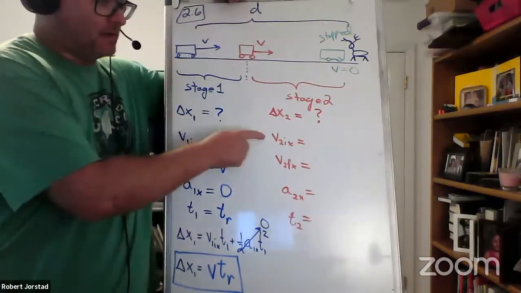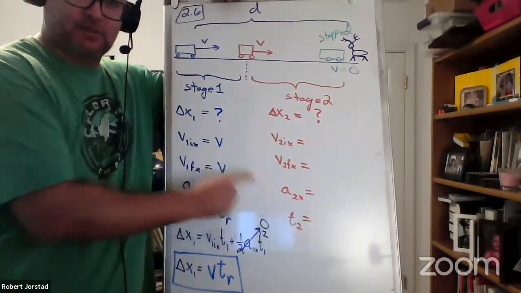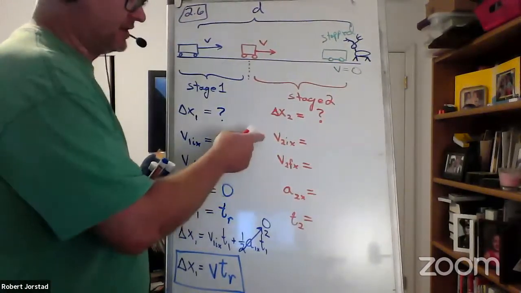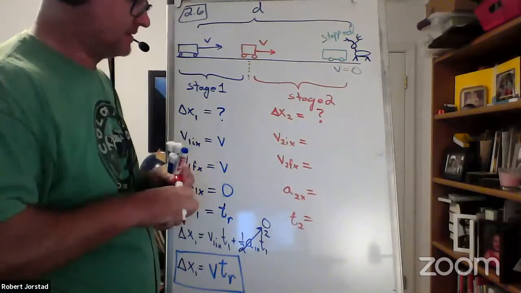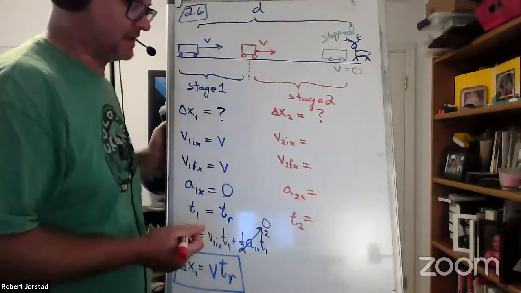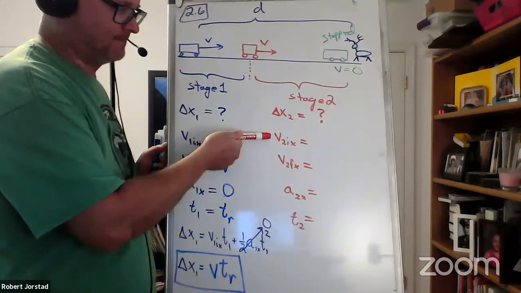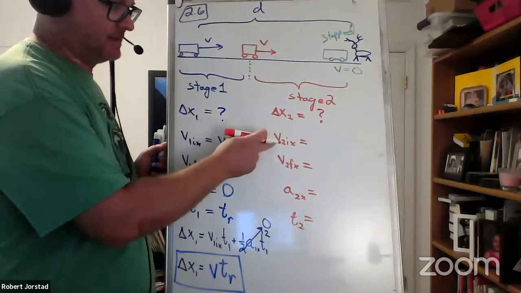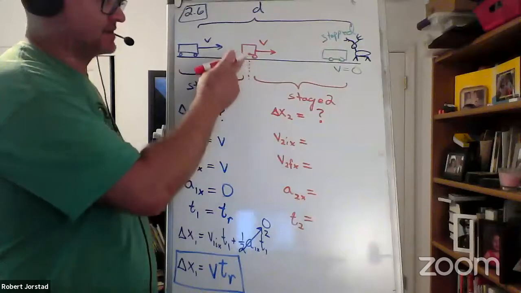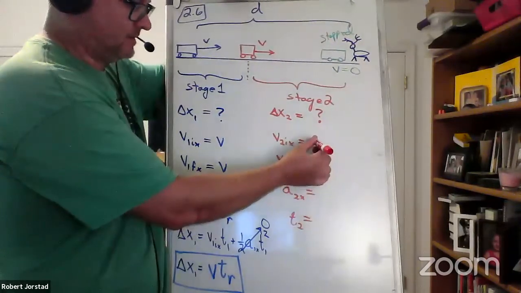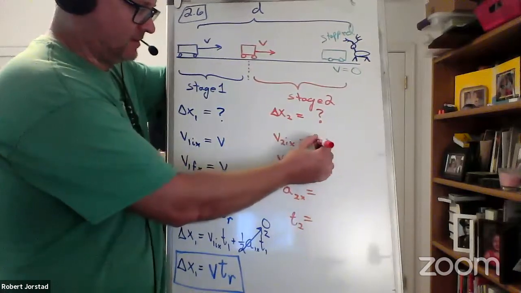All right, let's go over here into this stage now and go through here. Well, V2 initial is somebody else. What do you think? What's V2 initial in this case? I want V2 initial in the X. That's the start of stage 2. We'll get a V there. B. Oh, sorry, my bad.